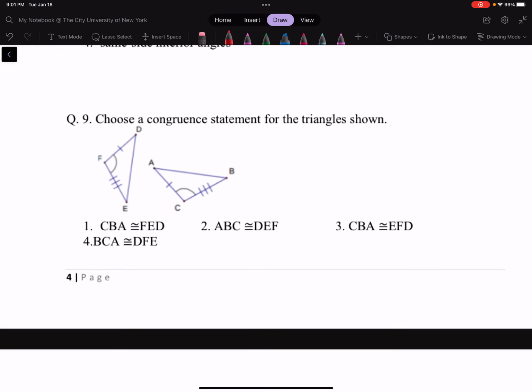In number 9, choose a congruency statement for the triangles shown. So we are sure this angle goes with this. So C goes with F. C with E, no. C with F might be. Okay. And then now we see this congruency remains between these. So CB should be going with FE. So CB goes with FE.